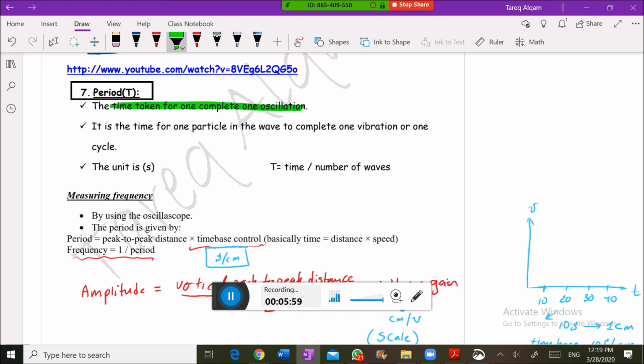If I want to find the time taken for one oscillation, I have to divide time by the number of waves. The unit for time is second.